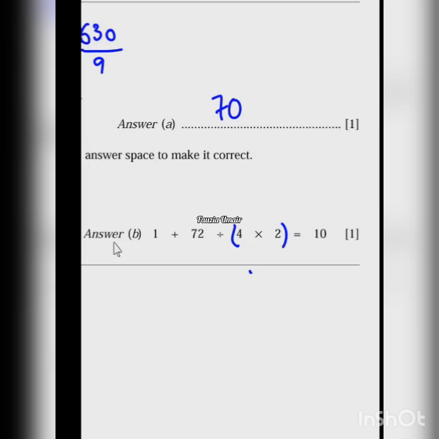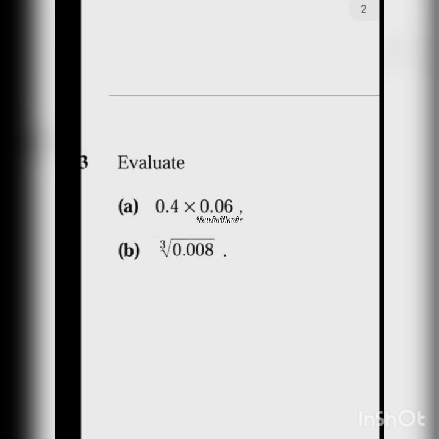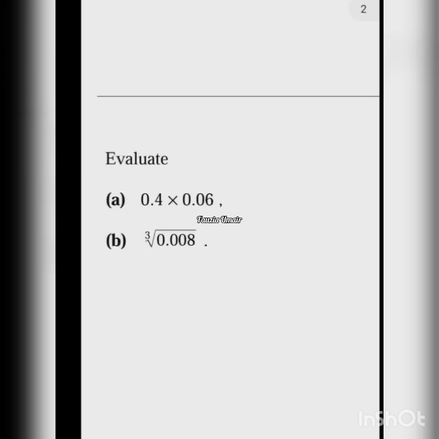So how we are going to solve it? So now this is the only thing I can do. So the bracket will be solved. So 8 will be the answer. Then 72 divided by 8, it will be 9. 9 plus 1, it will be 10. So you will just put the brackets here for this 1 mark. All right. And you can see there is no answer space for this. So next question, evaluate.